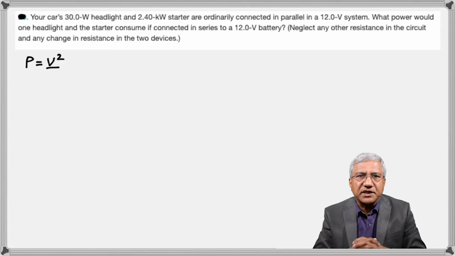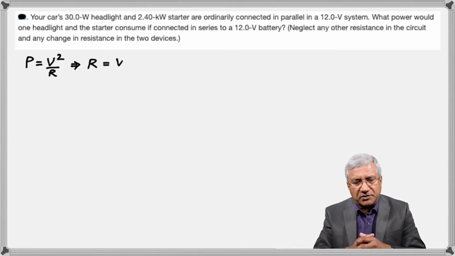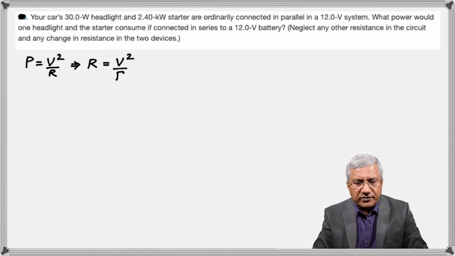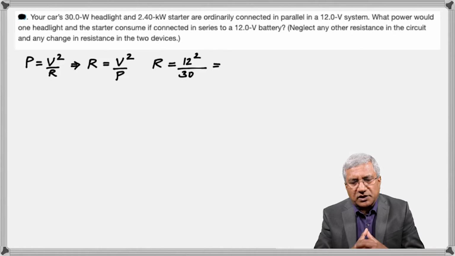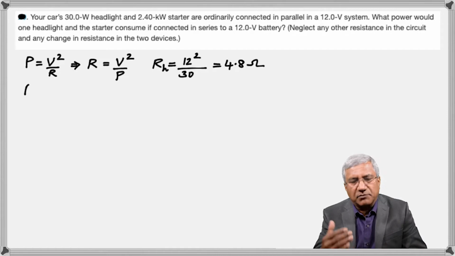This is the formula. P is equal to V squared by R. So rearrange that and we can make R the subject. R is V squared by P. And the voltage is given as 12. So 12 squared divided by the power. So 12 squared divided by 30 will give us the resistance of the headlight, 4.8 ohms. That's R sub H for headlight.